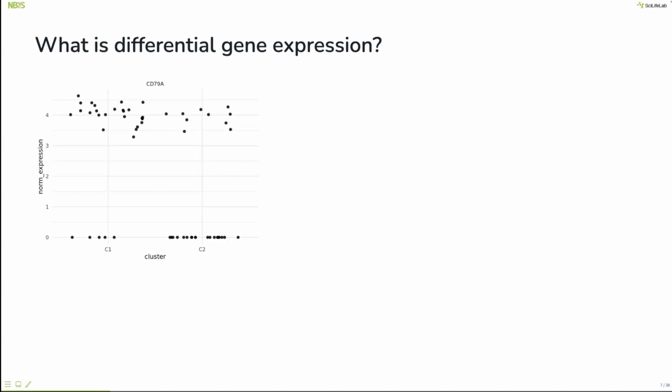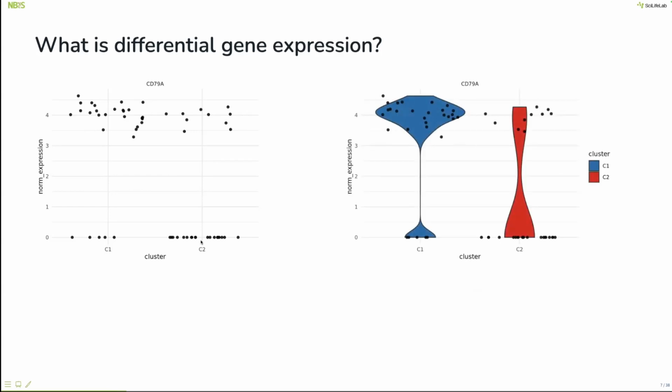But in single cell RNA-seq, like Åsa mentioned, there are going to be a lot of zero values. And very often, rather than having these nice clouds that we saw earlier, we'll have something more like this, where in cluster 1, there are a lot of cells that express the gene, and then in cluster 2, we have fewer cells that express the gene. And this can be visualized a bit better with the violin plot, where we see that there's clearly a larger proportion in cluster 1 that express this gene compared to the other cluster.